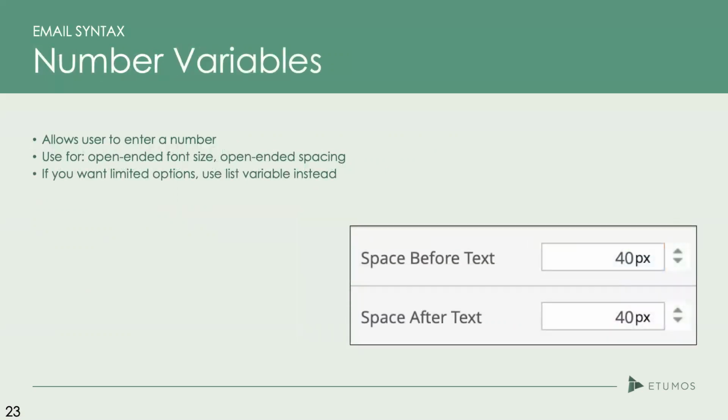Number variables have a small text box in which a number can be typed, and/or the user can increase or decrease the number by clicking the arrows. Number variables are great for font size and spacing, as those need to be numbers. However, they do allow any number to be entered, so a different method, such as a list variable, will be better if you want to allow limited options.